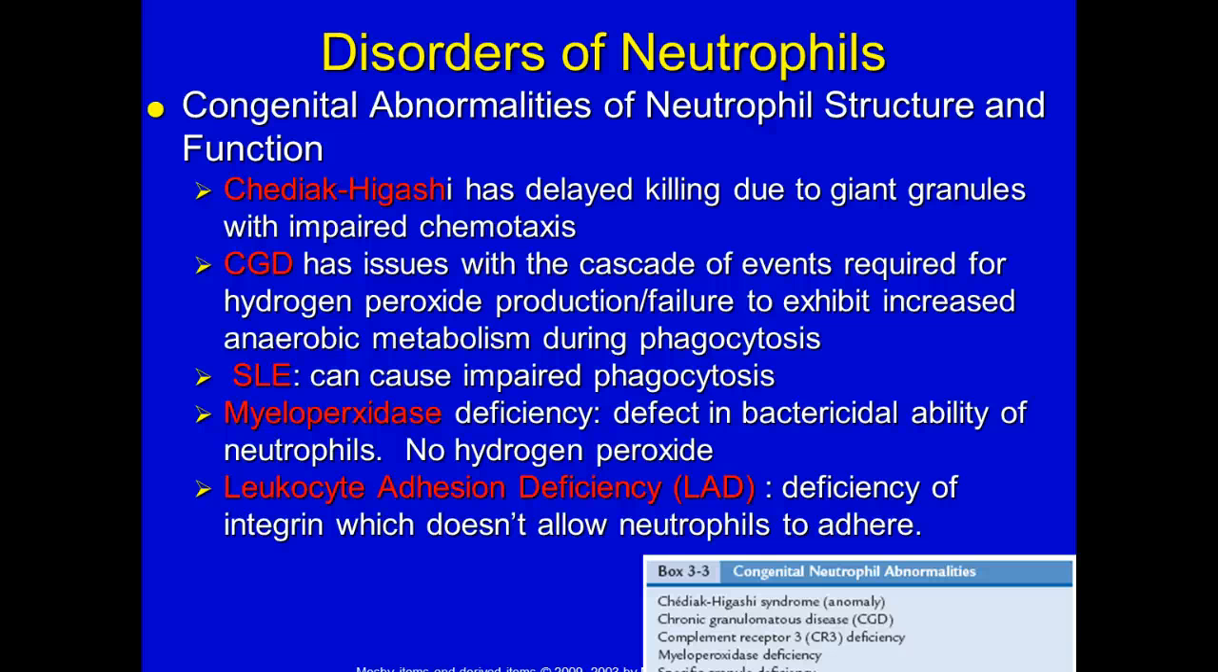Systemic lupus erythematosus, SLE, that one can cause impaired phagocytosis. We have a whole chapter on that at the end of the quarter. Myeloperoxidase deficiency, this one is a defect in the bactericidal ability of neutrophils. There is no hydrogen peroxide there either. And leukocyte adhesion deficiency, or LAD, is a deficiency of integrin. Remember that little molecule? It doesn't allow the neutrophils to adhere to the vessel wall.